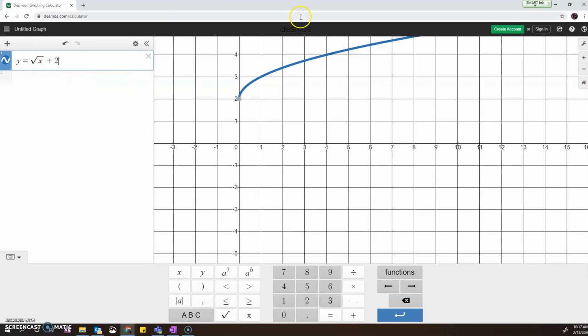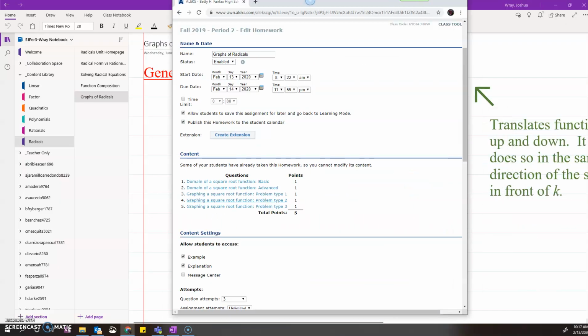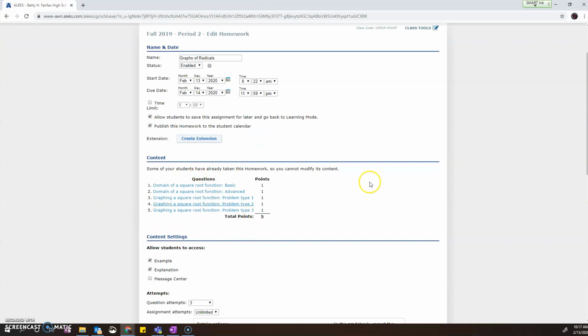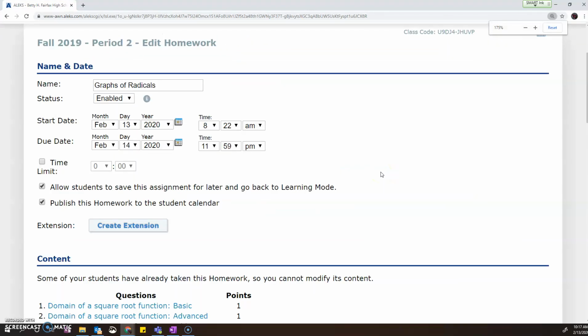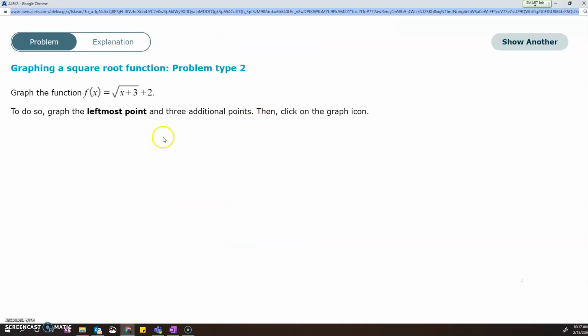Let me show you an example of what you're going to have on your assignment. Okay, in Alex, if you look closely right here, let me make this a little bit bigger. You have 2 questions on domain. We've done domain all year long, so I expect that you're okay with domain. And then there's 3 where it says graphing a square root function, and there's 3 different types of problems. Let's do one. We'll do this one together.